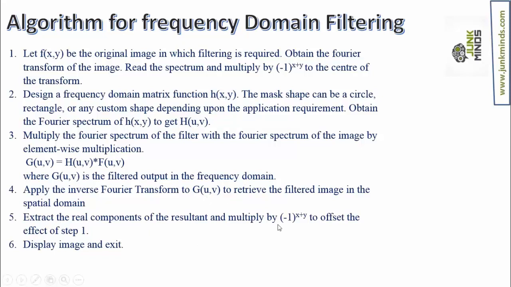Once the IFT, the inverse Fourier transform, is applied, we extract the real components. Like I said before, the frequency domain is basically like an equation in complex form, which is x plus iy or something. So we extract only the real components and multiply them by (-1)^(x+y), which is used to offset the effect we did in step 1. Once this is done, we display the image and the filtering is done.